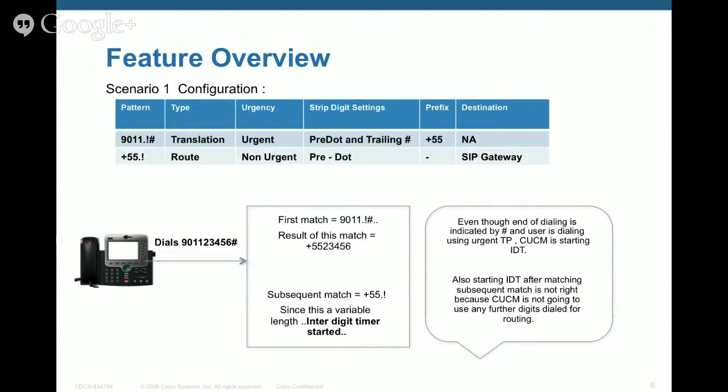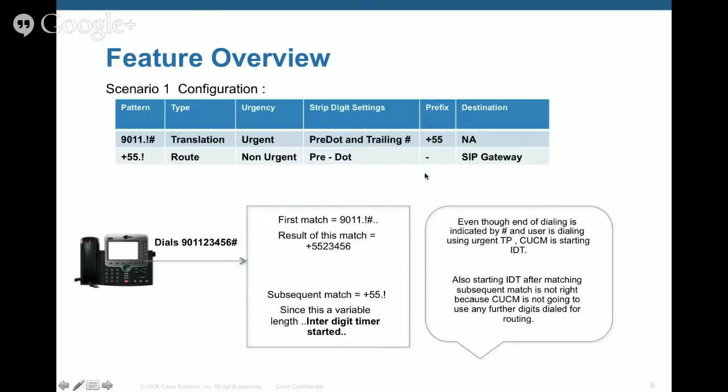Here are a couple of scenarios. One, we have a translation pattern which starts with 9011 dot exclamation mark, which has urgent priority checked, prefix 55. That goes to the route pattern which starts with 55, wherein it has non-urgent priority checked. That's a sub gateway. What happens if a user dials numbers which hit this translation pattern? For example, assume a phone which dials 9011234456. This goes to the translation pattern which has urgent priority, which predots 9011, then prefix 55.